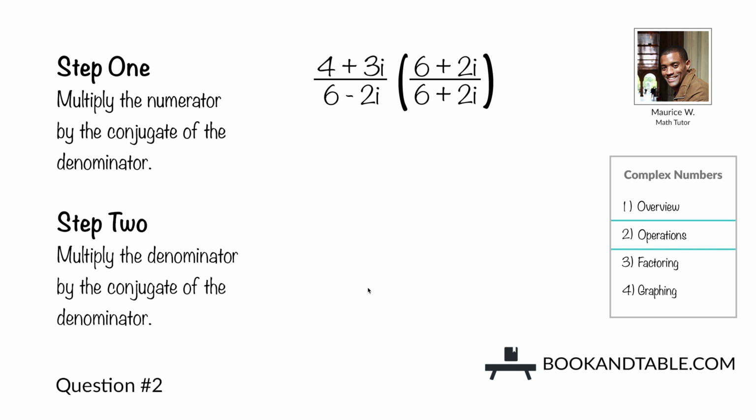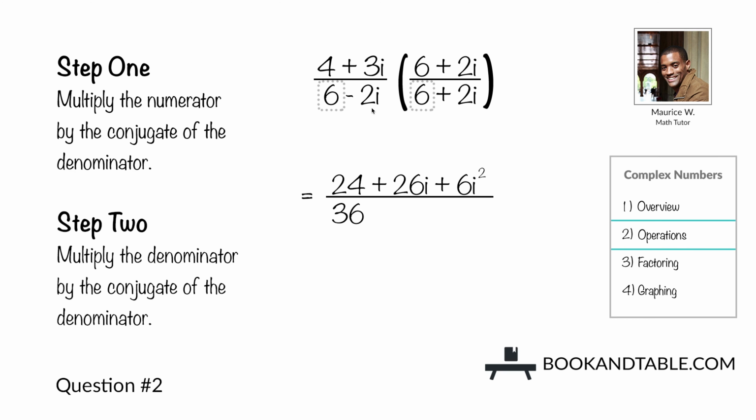Question number 2. You were asked to find the quotient of 4 plus 3i divided by 6 minus 2i. Step 1, multiply the numerator by the conjugate of the denominator. Since the denominator is 6 minus 2i, the conjugate is 6 plus 2i. So 4 times 6 is equal to 24. 4 times positive 2i is positive 8i. Positive 3i times 6 is positive 18i. 18i plus 8i gives you 26i. And 3i times 2i gives you 6i squared.